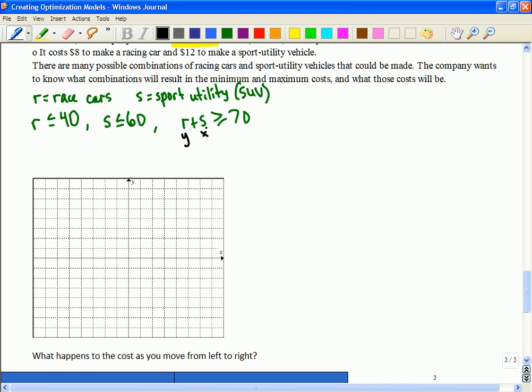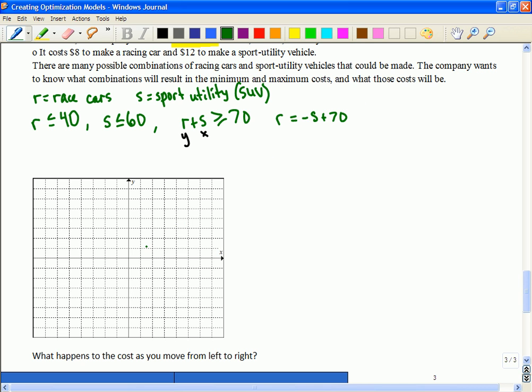Sure, that works for me. In this case, if you chose differently than me, we're going to have the same answer, but our graphs are going to look slightly different. It'll be the same answers when we're done, though. Okay, so I would have R equals negative S plus 70.